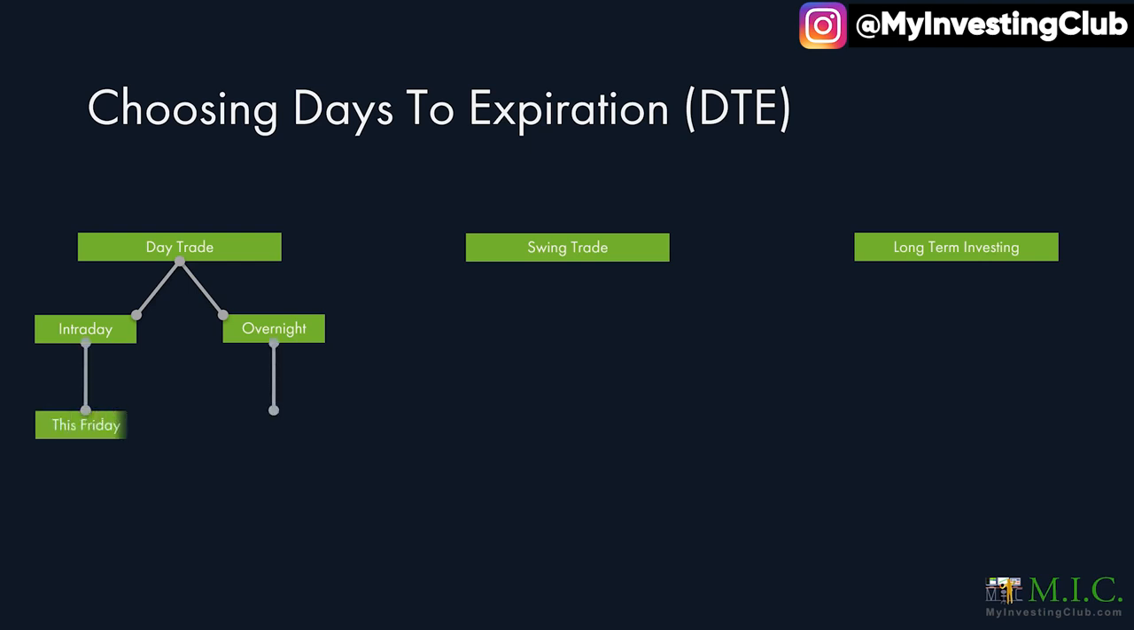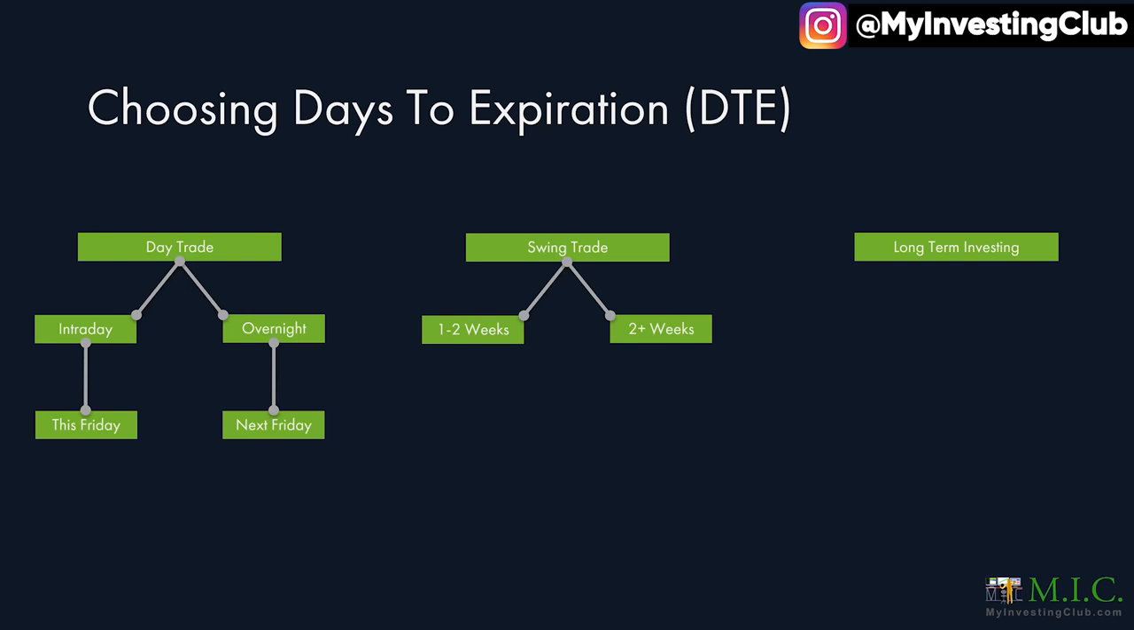So in these cases, if I'm going to trade intraday, I'm going to trade this Friday's expirations. If I'm planning to hold it overnight, I'm usually going to choose next Friday's expirations, or I'm going to choose something that expires this Friday and is either at the money or in the money, so I don't have any decay overnight. Swing trading is usually 1 to 2 weeks or 2+ weeks.